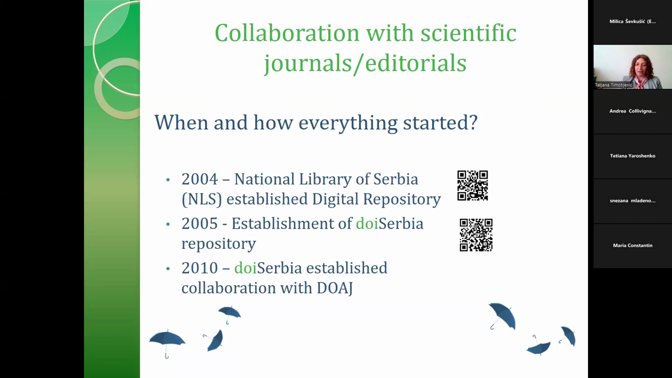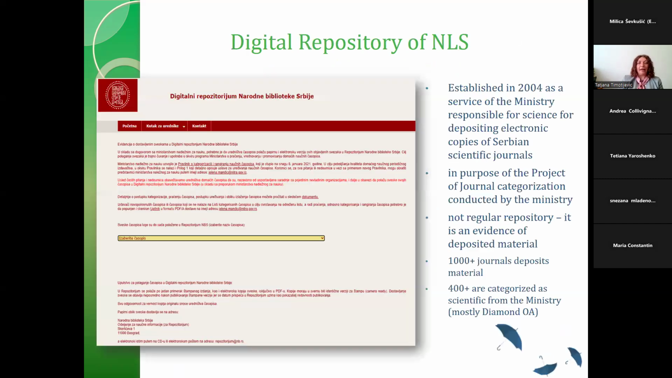For the start, maybe it's best to get back to 2004 when the National Library of Serbia established the digital repository of the National Library. In 2005, we established the DOAS Serbia repository, and in 2010, DOAS Serbia established collaboration with DOJ. Digital Repository of Serbia, of National Library of Serbia. On this slide, you can see the homepage of that website, and it has been established as a service of the ministry responsible for science for depositing electronic copies of Serbian scientific journals. It is established for the purpose of the project of journal categorization conducted by the ministry.